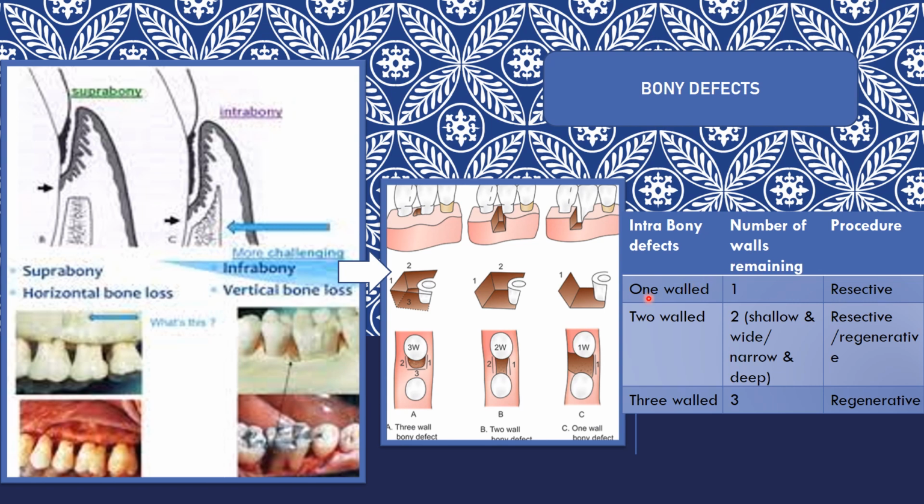Okay, and in case of a 2-wall defect, it can be shallow and wide, or narrow and deep. It can be either resective or regenerative depending upon the width and the depth of the bony defect. Okay, a 3-wall defect, definitely we will go for regenerative procedures, since 3 walls are present.